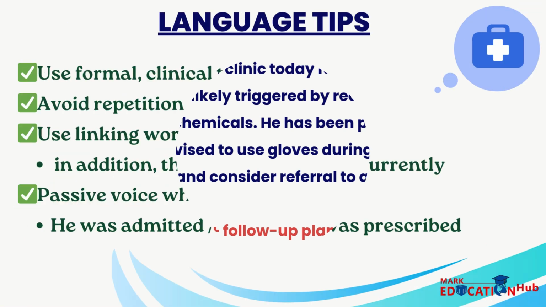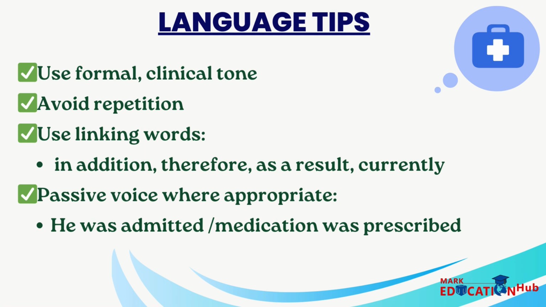Using the right language in your OET writing makes your letter sound professional and easy to follow. Always aim for a formal, clinical tone that reflects the seriousness of a healthcare setting. Avoid repeating the same words or phrases. Variety keeps your writing clear and engaging. Use linking words like in addition, therefore, as a result, and currently to connect ideas smoothly and show logical flow. Don't hesitate to use passive voice where appropriate, such as, he was admitted or medication was prescribed, especially when the focus is on the patient rather than who performed the action.